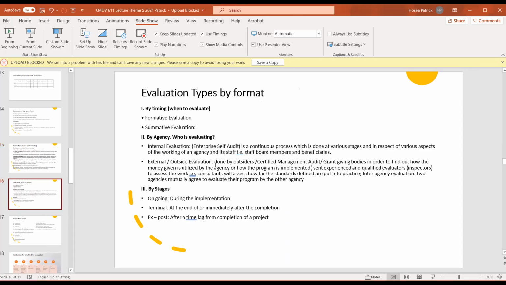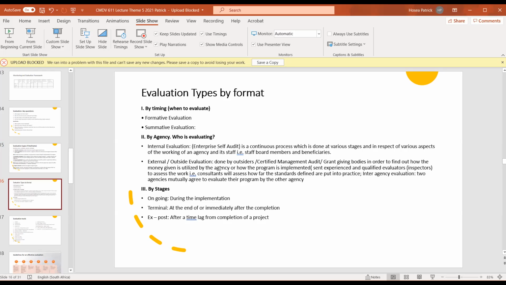Now evaluation types by formats, right? This is how we put them now. When we talk about formats, first we look at formats by timing, we look at formats by agency, and then we look at formats by stages. So when you look at by timing, we said formative evaluation is done during, summative evaluation is done at the end of the project. That's when you evaluate.